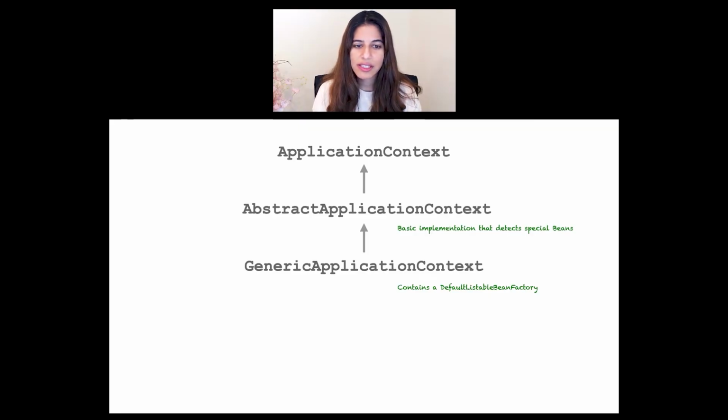Generic application context is one of the more commonly found application contexts in a lot of applications, or some variant of the generic application context is what you'll typically find. It's special because it contains a default listable bean factory. This can be a bit confusing because application context itself implements bean factory. But the generic application context also holds a default listable bean factory, which allows for registration of bean definitions, and in turn, getting the bean instances from those bean definitions.